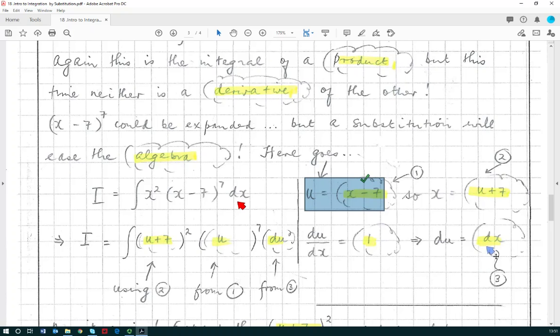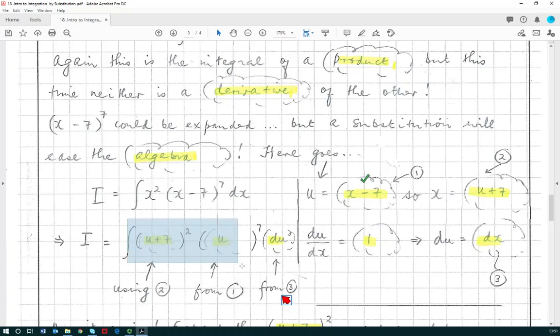And there it is, dx is du. Everything must go. So that x squared becomes u plus 7 all squared. The x minus 7 to the power 7 becomes u to the power 7, and the dx becomes du. And I've made those substitutions from line 2, 1, and 3 respectively.